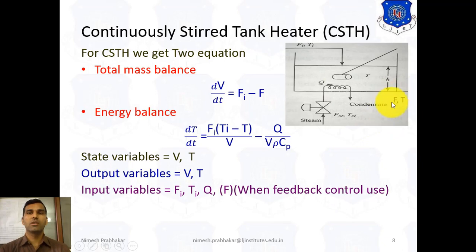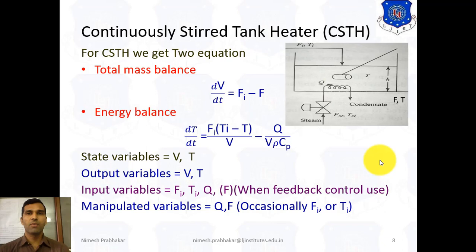when we consider the feedback control system. In the feedback control system, we consider F as an input variable because by this F we can control the height of the liquid inside this tank. So at that time we can also consider F as an input variable. That's why I put the F in brackets. And the manipulated variables, here the manipulated variables are Q and F, because we can control the volume and temperature by varying Q and F.